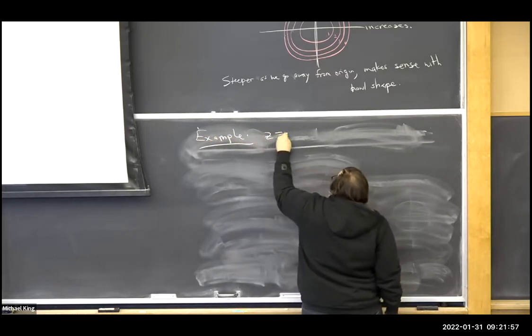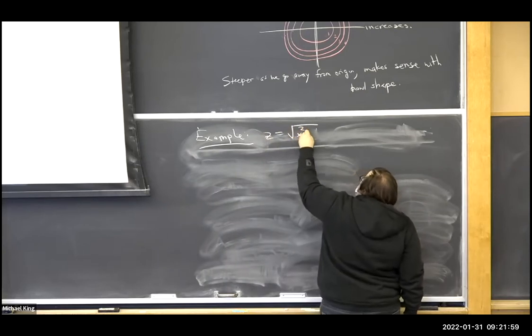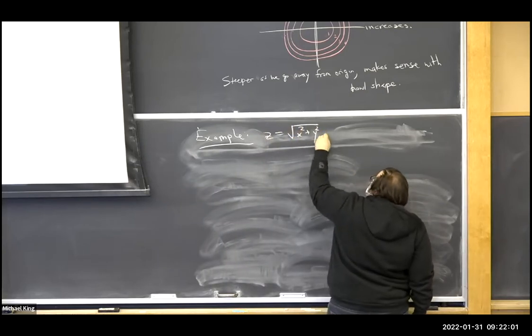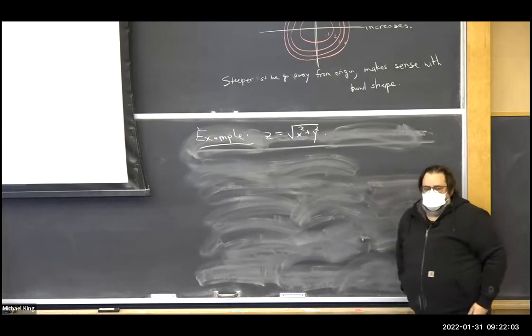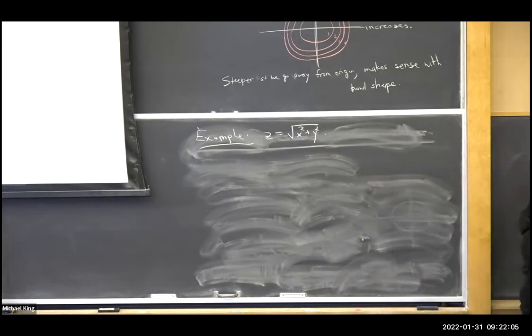What if we did z equals the square root of x squared plus y squared? That's a perfectly good function. It's worth noting that when we plug in x and y and compute x squared plus y squared, we always get a non-negative number, so we can take the square root. You can't get a negative under the square root with x squared plus y squared. So now what happens with the contours?